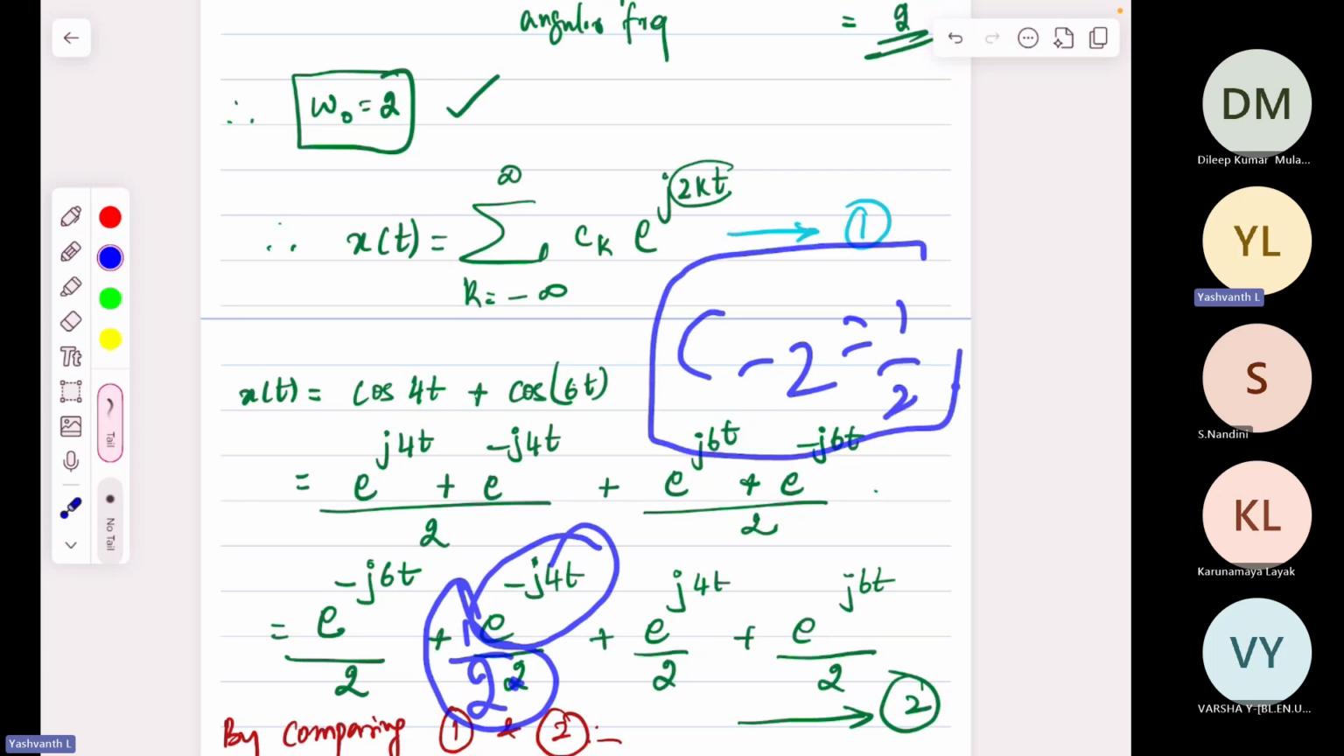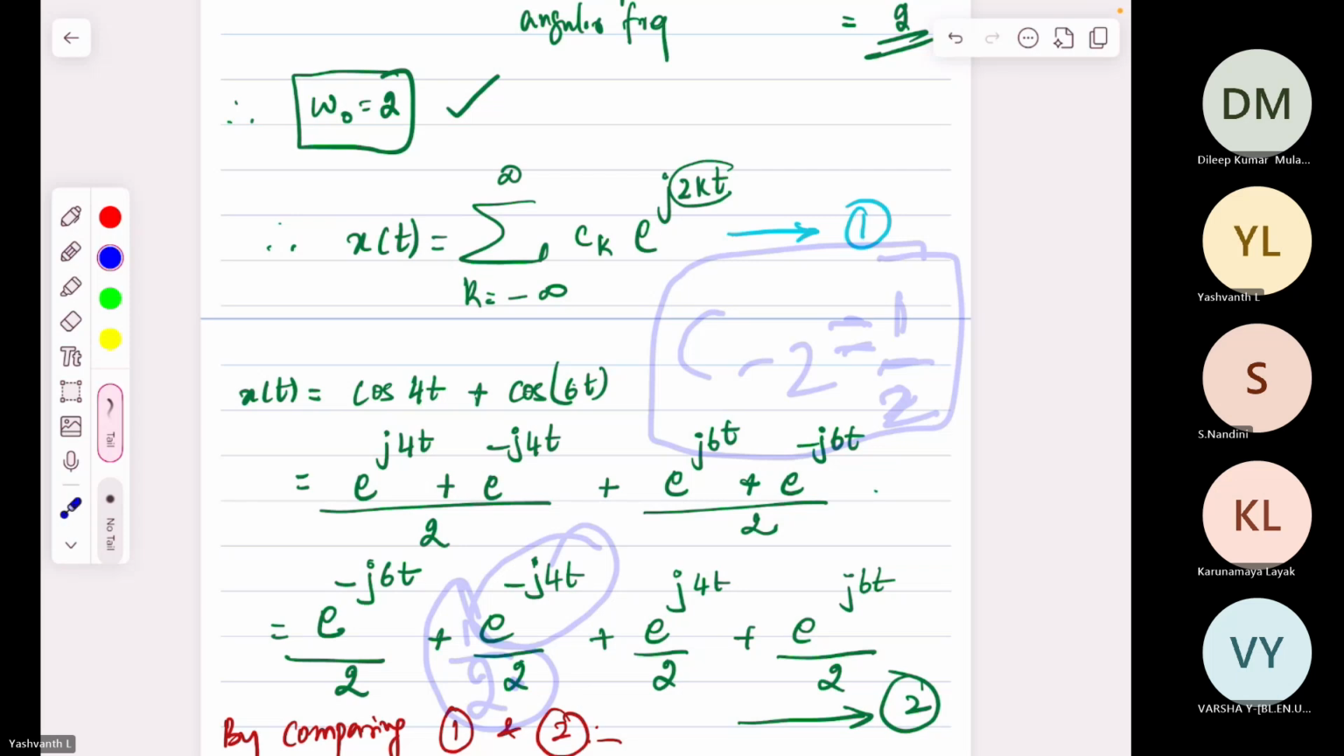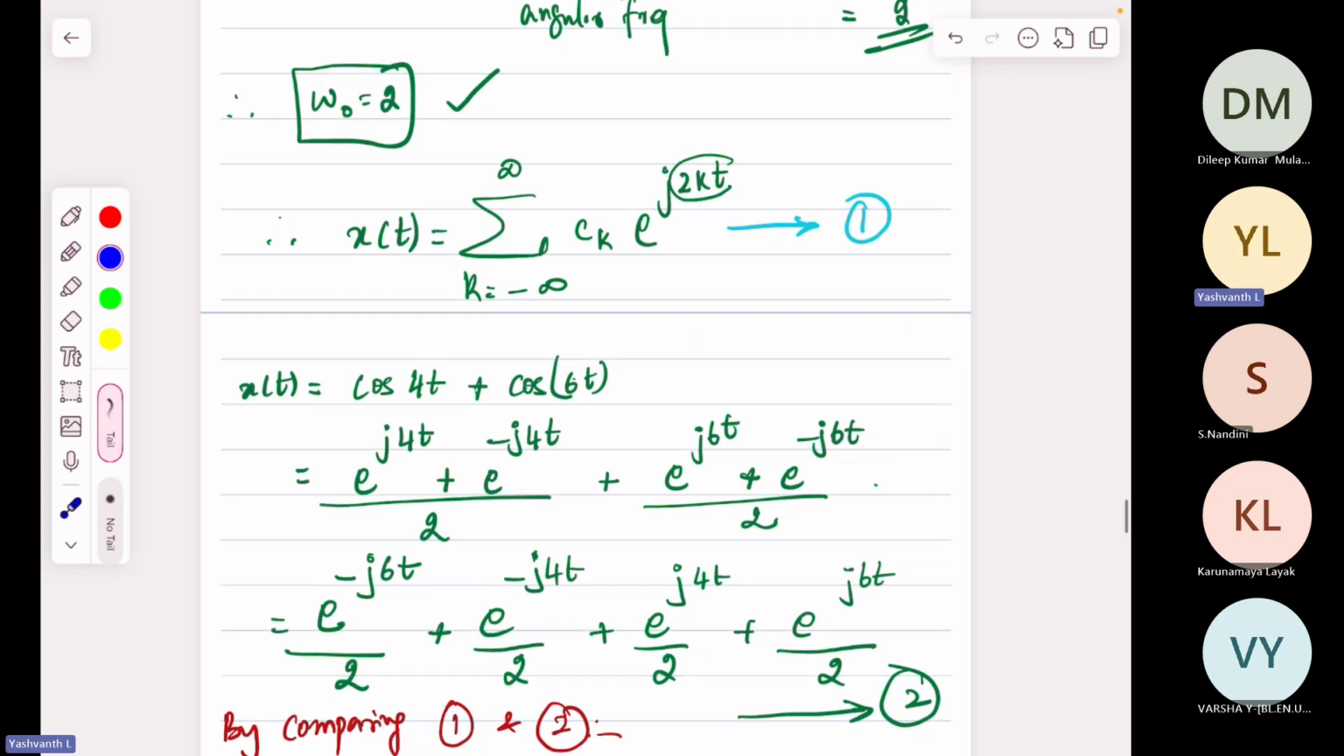Did you understand this? If you didn't understand, you can ask me. I can explain again, there's no problem. Maybe I'll finish this and then I'll tell you.